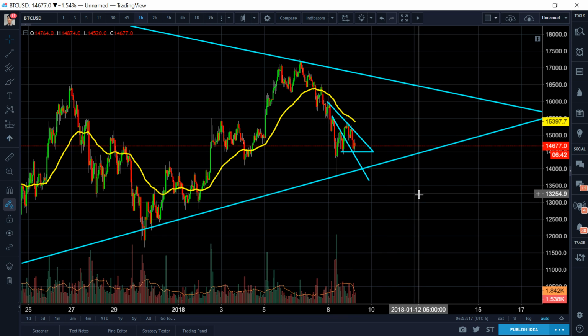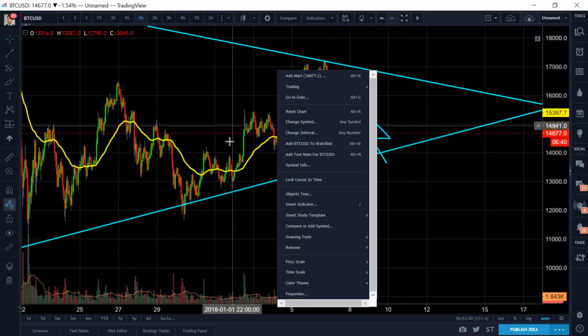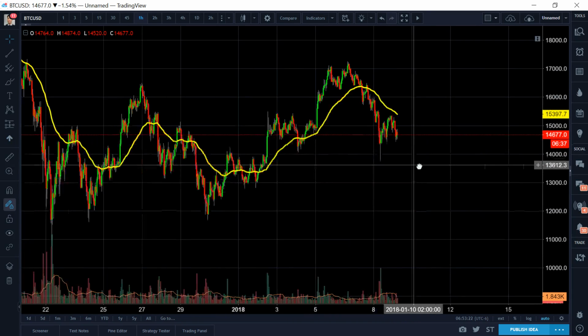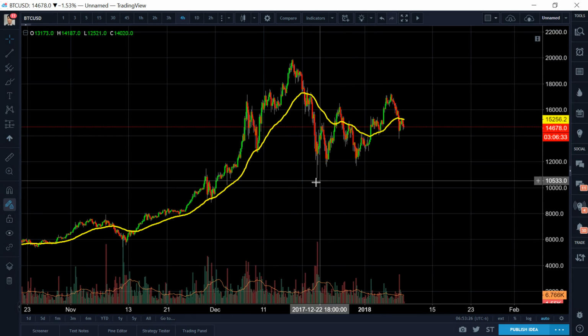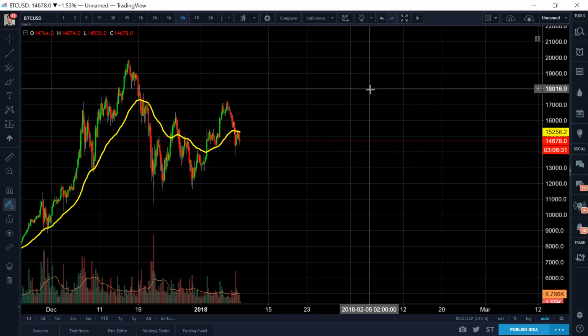But before we take a look at Ripple, we gotta understand what the heck Bitcoin is doing. And Bitcoin has an impact on every other coin, right? So let's get an idea of what Bitcoin is doing. First of all, we're gonna do Elliott Wave.